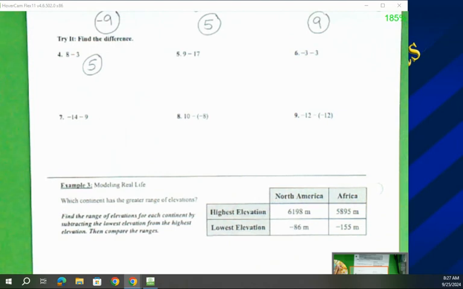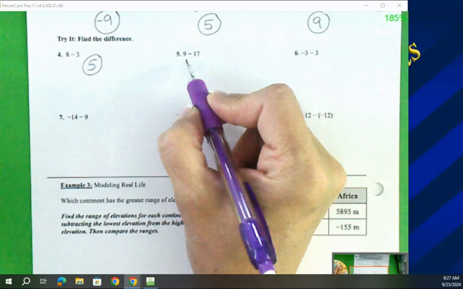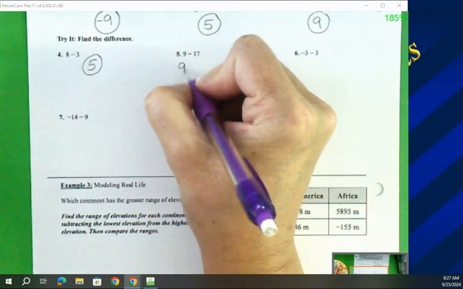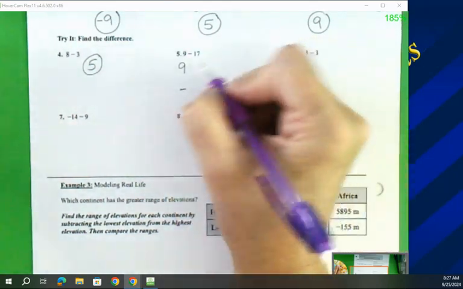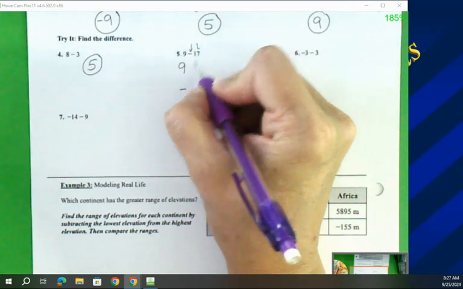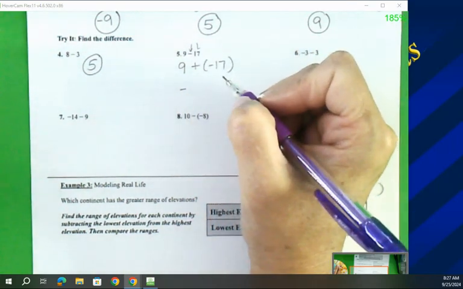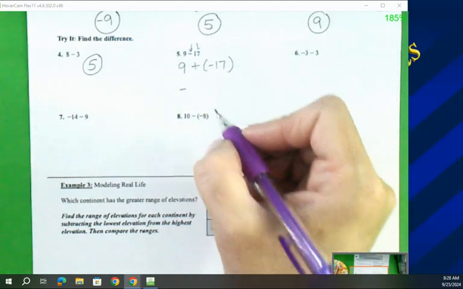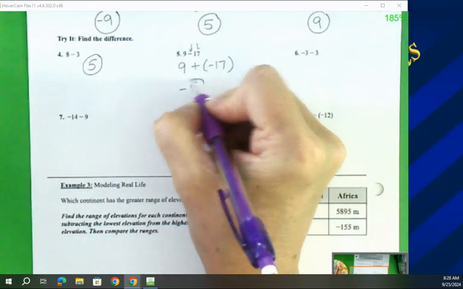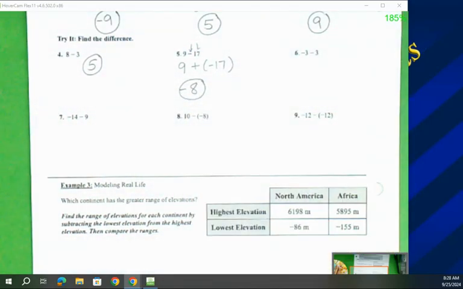Number 5, 9 minus 17. Well, you're taking away more than you have, so you know you're going to be in the negatives. We know we're going to have a negative answer. We're going to rewrite this as 9 plus negative 17. And 17 minus 9 is 8, so our answer is negative 8.